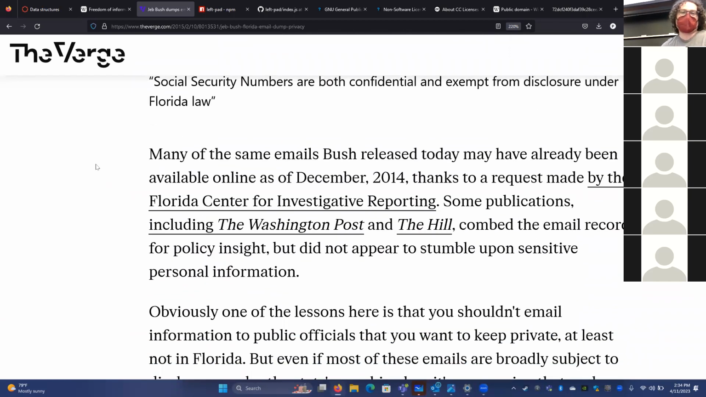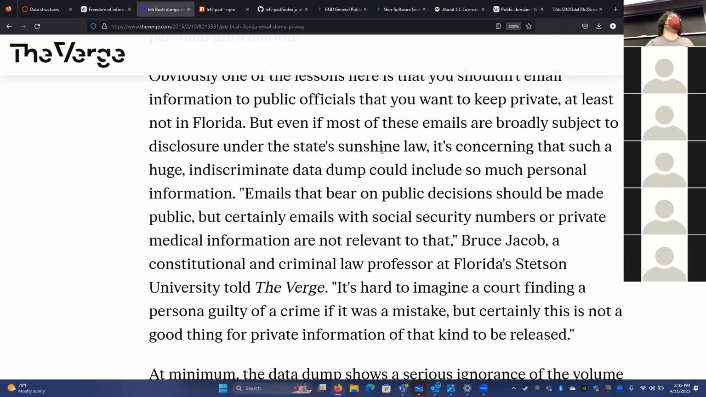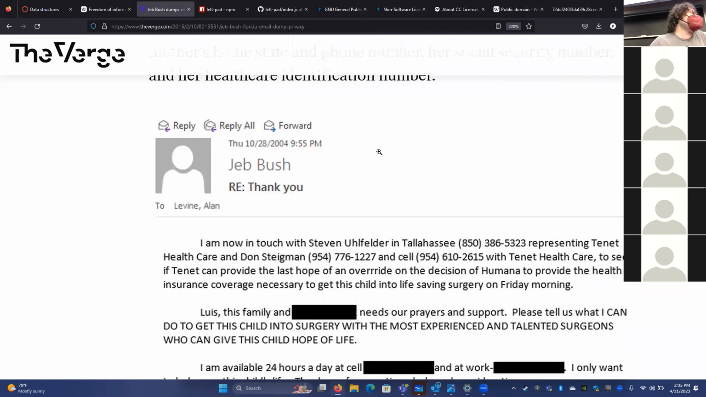Most of the same emails that were released today had already been available since December 2014. It wasn't a big deal then and was kind of a deal now, but then they were pulled. So how do you deal with this kind of stuff? You want to release a bunch of documents, but there's a ton of personal information in there, right? But let's look at one in particular, the social security number, okay?